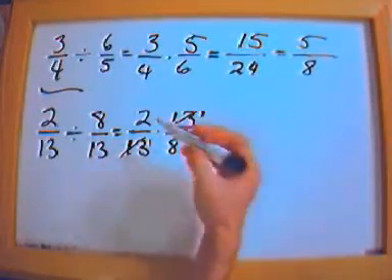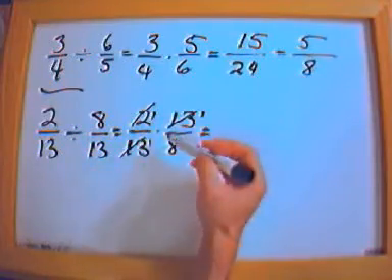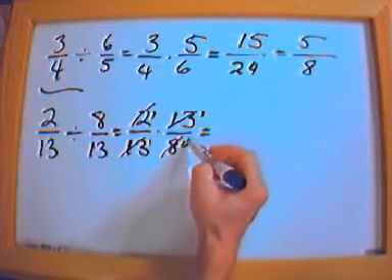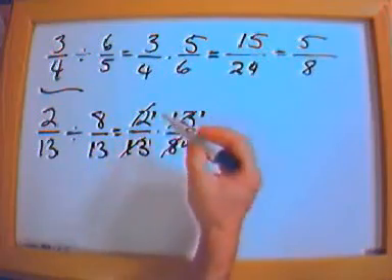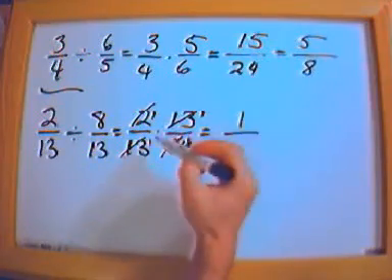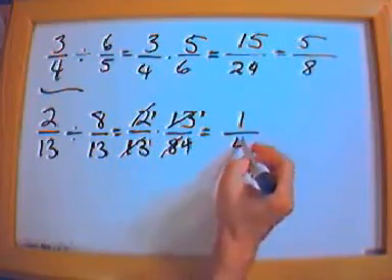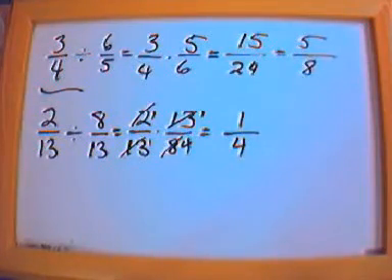Again, 2 and 8, I can simplify that. 2 goes into 2 1 time, 2 goes into 8 4 times. So we'll do the multiplication. 1 times 1 is 1. 1 times 4 is 4. Answer is 1/4. Not a big deal.